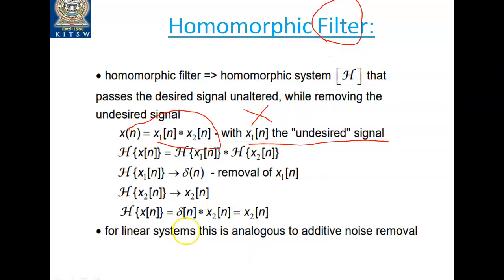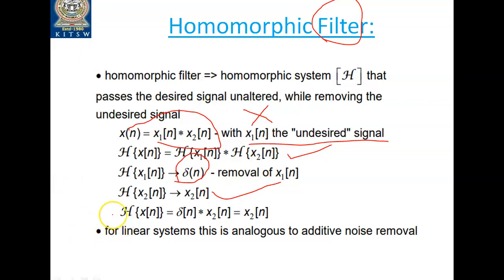Let us see what we are going to do here. We give that signal to the homomorphic system. Obviously H of x of n equals H of x1 of n convolved with H of x2 of n. If H of x1 of n has to be removable, consider that sequence as an impulse sequence. If you choose like that, you will get H of x2 of n equal to the same desired signal x2 of n, because from that signal only are we in a position to estimate all the parameters associated with the desired signal.